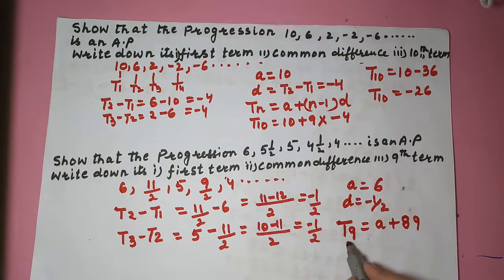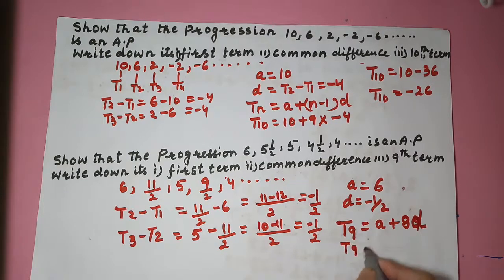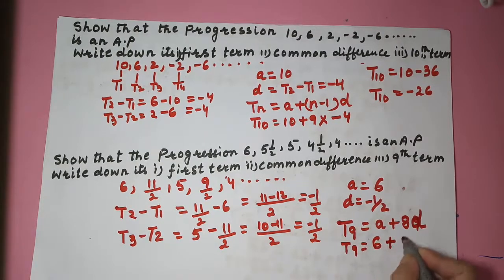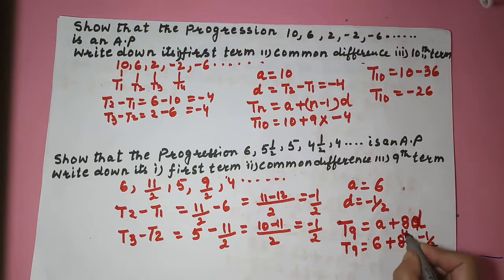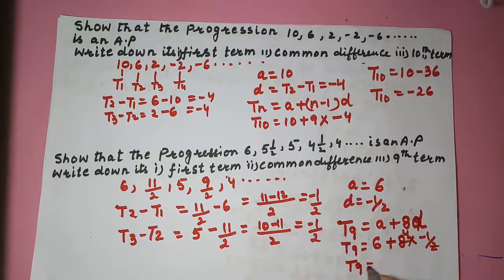Because the general term is Tn equal to A plus n minus 1 into D. So T9 will be, what is my 8? 6 plus 8 into minus 1 by 2. 2 4s are 8. So T9 is equal to 6 minus 4, which is 2. Right?